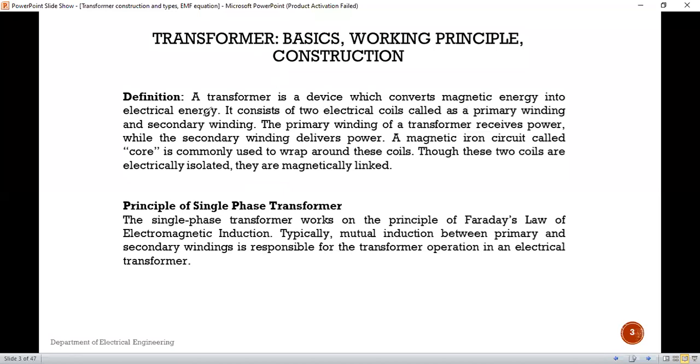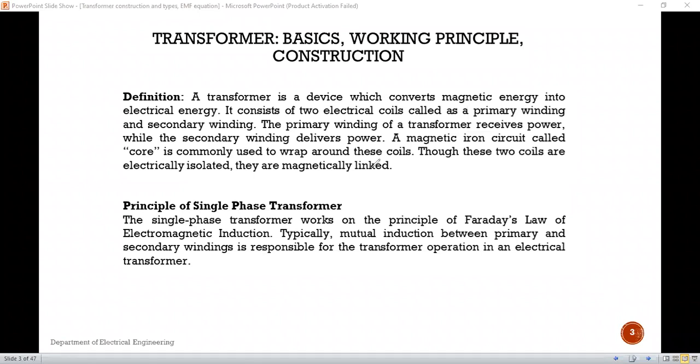The definition is, the transformer is a static device which can transfer power from one circuit to another circuit with a change in its voltage and current, but without change in its frequency. Okay, so what is the meaning of static? Right, it has no moving part, so that we can call it a static device.